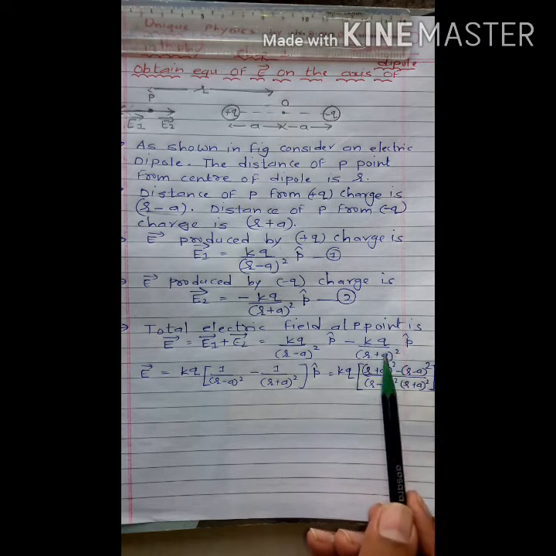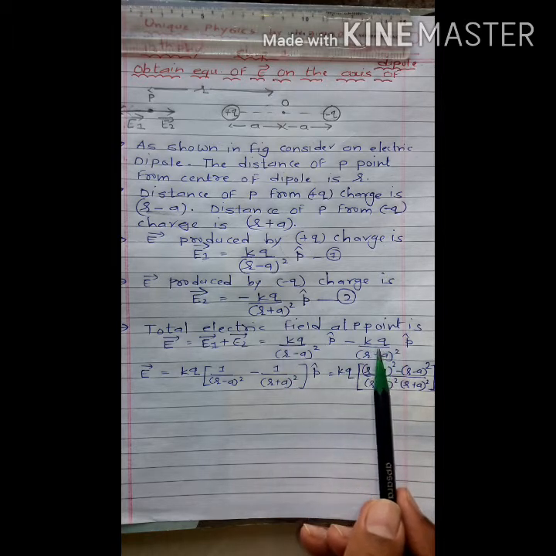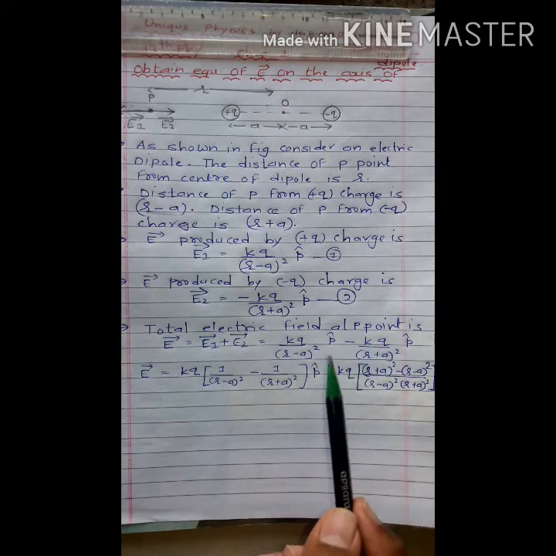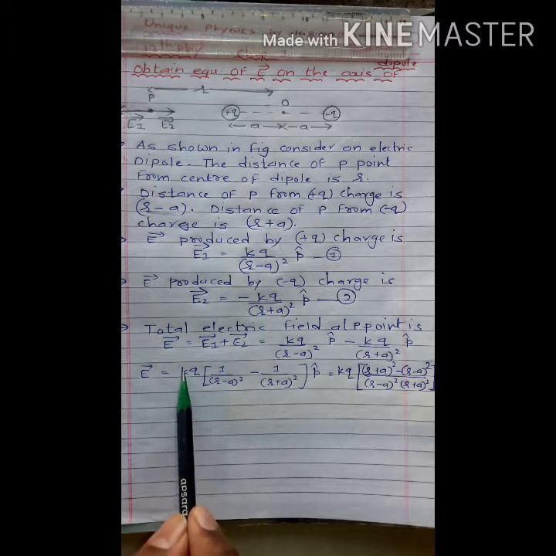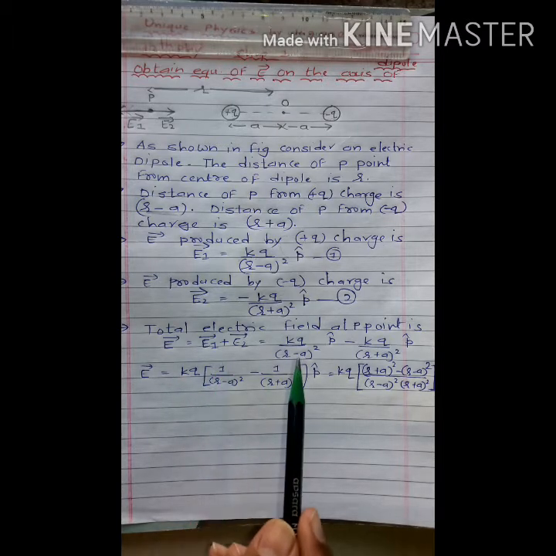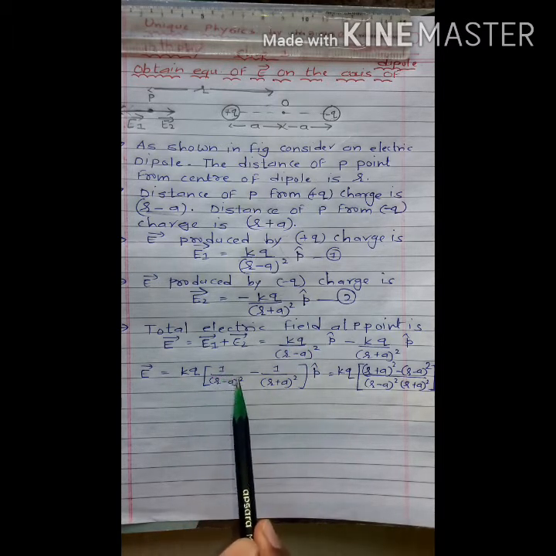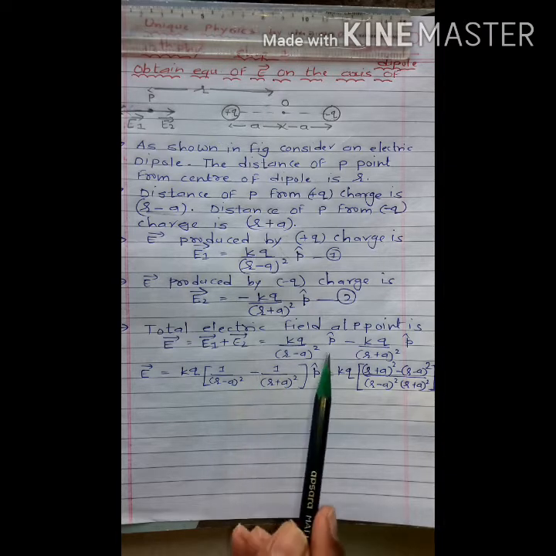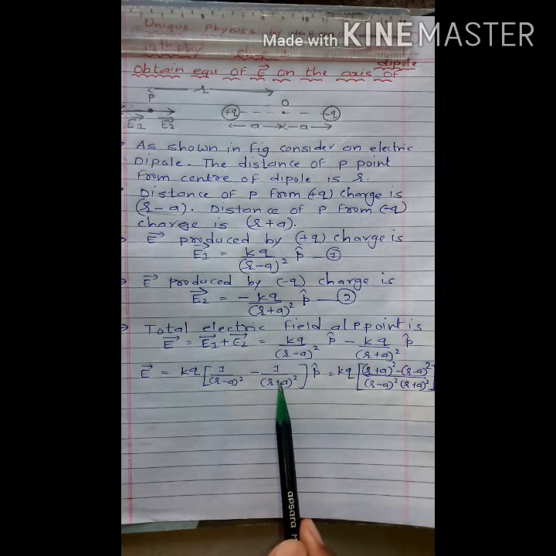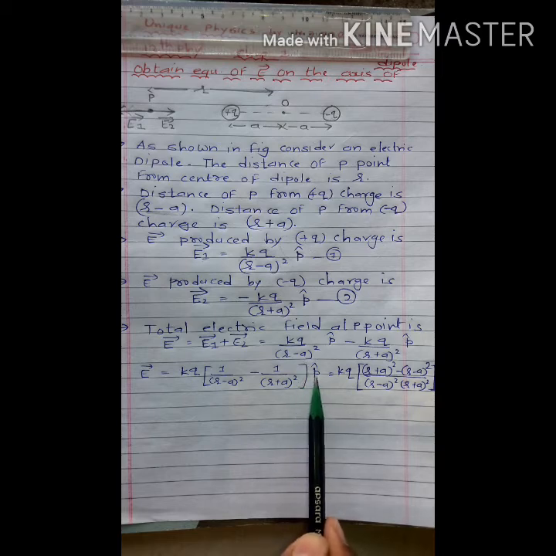Okay, now try to solve this term. Here KQ and P cap, these three symbols are common. So vector E is equal to KQ into square bracket, remaining term we have 1 upon (R minus A) whole square minus 1 upon (R plus A) whole square, bracket over, P cap. Now try to solve this term.